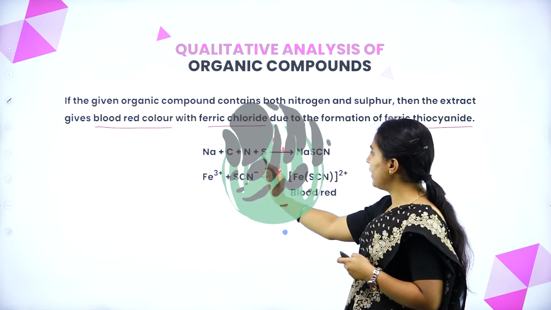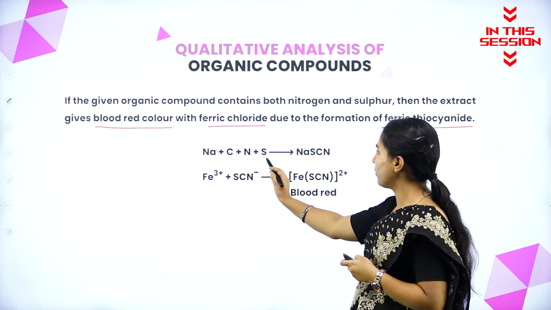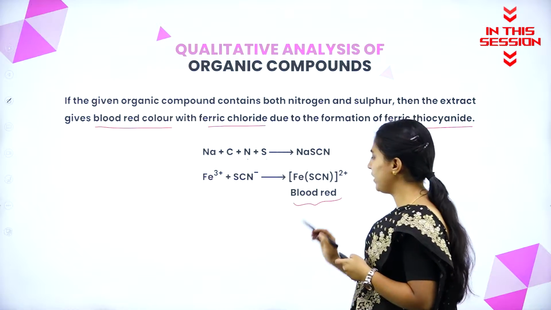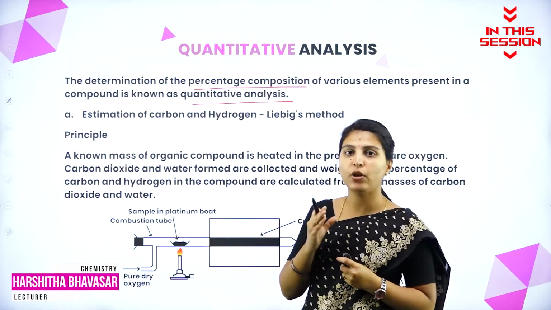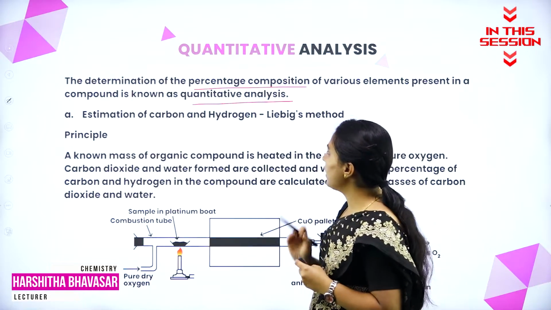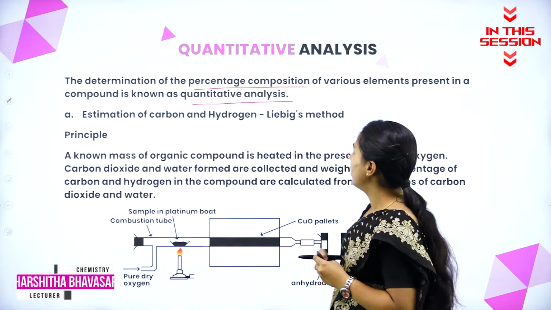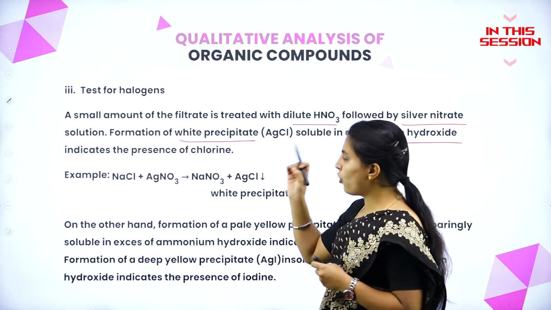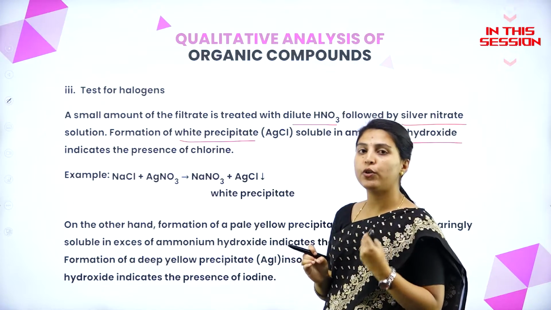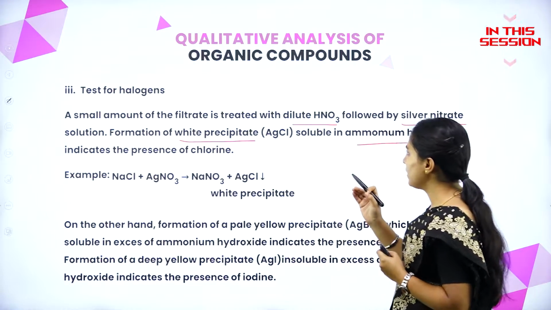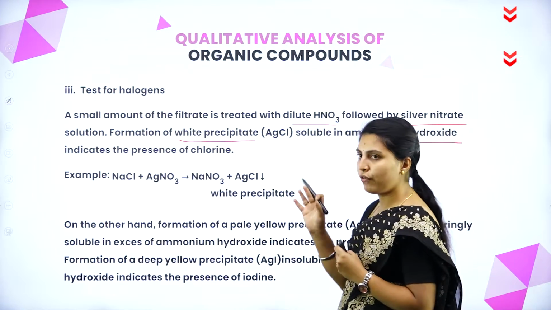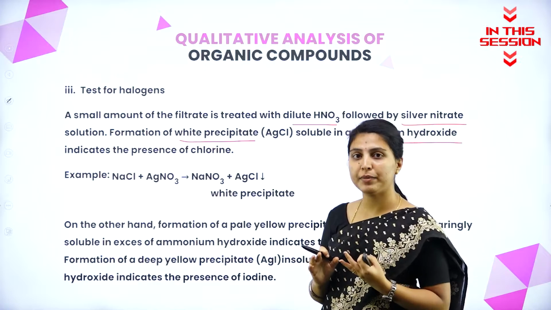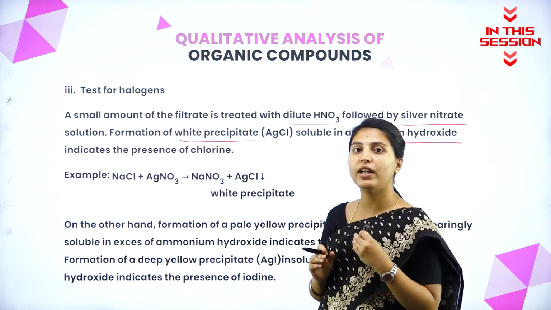Sodium, carbon, nitrogen and sulfur. If both are present, it will form a blood red color. The percentage of each element present in the given organic compound is called quantitative analysis. A small amount of the filtrate, the third part of the sodium fusion extract, will be treated with dilute HNO3 and a white precipitate will form. What does that white precipitate contain? That is nothing but silver chloride.